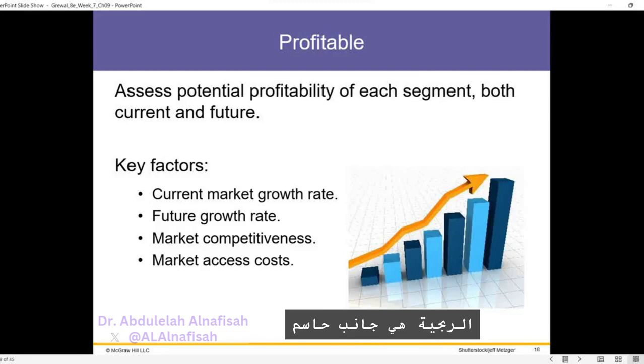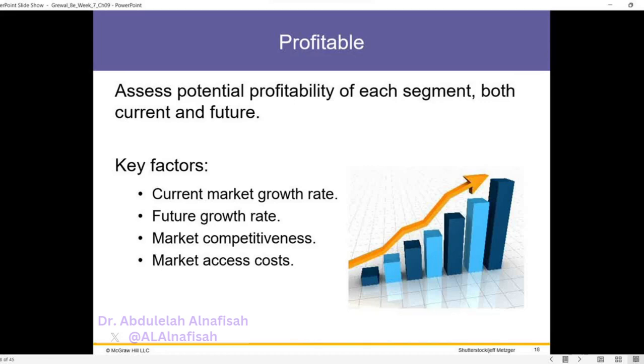Profitability is a crucial aspect of market segmentation. Marketers need to assess the potential profitability of each segment, considering factors such as market growth, market competitiveness, and market access. Market growth refers to the current size of the market and its expected growth rate. A segment with significant market growth potential indicates a larger customer base and increased opportunities for sales and profitability. Additionally, a segment that is expected to grow in the future offers the potential for sustained profitability and market expansion.